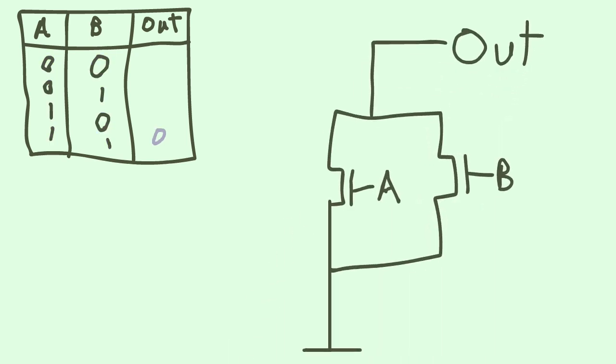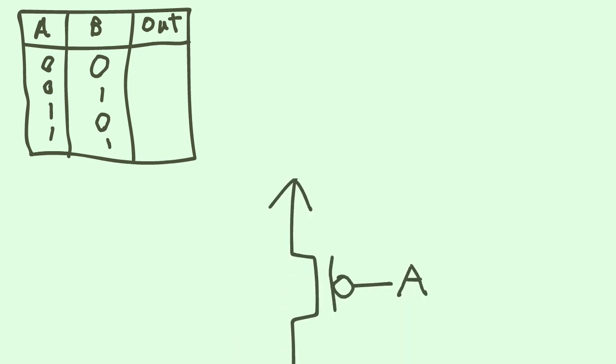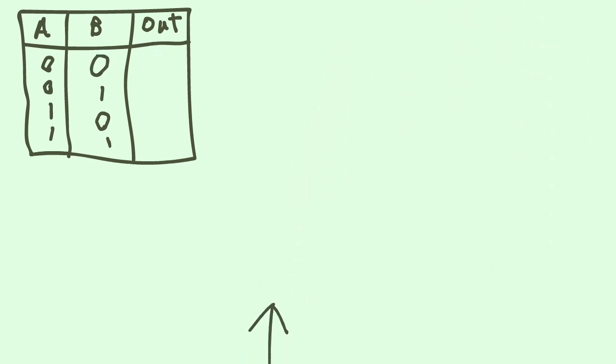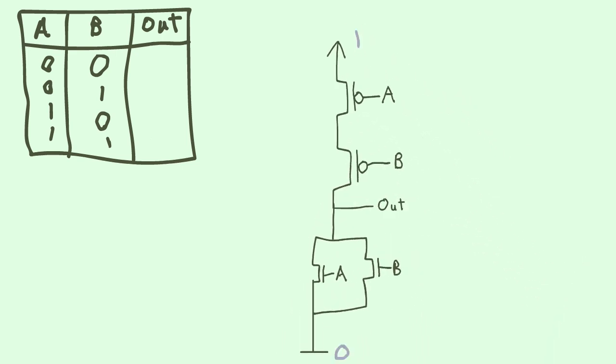Let's make a table with the possible values for A and B. For the pull-down network, the output was 0 every time that A and B were not both equal to 0. In the pull-up network, the output was 1 only when both A and B were 0. So what if we take our pull-up network and our pull-down network and then combine the two? Let's go through each row in our table, starting with the first.